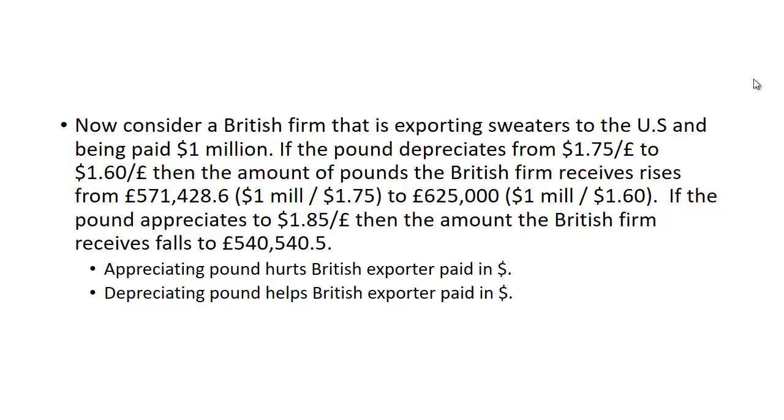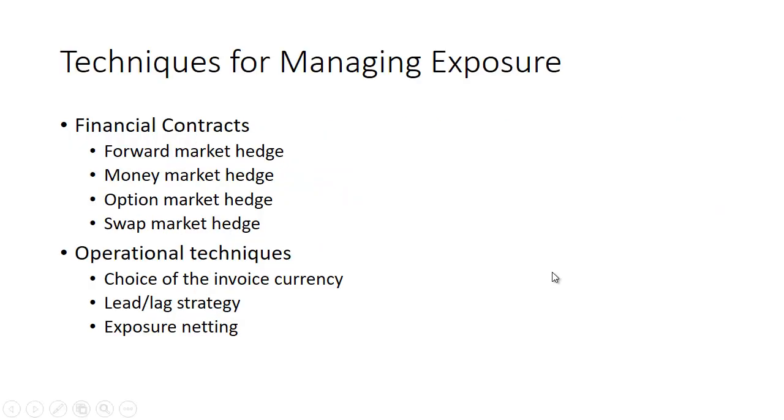If the pound appreciates to $1.85 per pound, then the amount the British firm receives falls to 540,540.5 pounds. So an appreciating pound hurts the British exporter paid in dollars. A depreciating pound helps the British exporter paid in dollars.